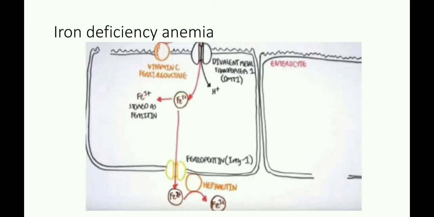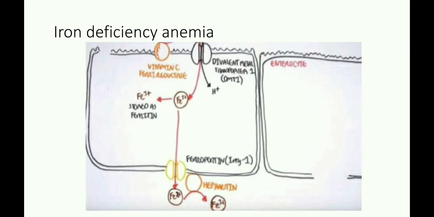Now we are going to discuss iron deficiency anemia. First of all, we must know about the absorption of iron. Iron absorption takes place in the duodenum, and absorption of iron is in the ferrous form. Iron can exist in ferrous form and ferric form, and the absorption of iron takes place in the ferrous form via a transporter called the divalent metal transporter. By this divalent metal transporter, as you can see in this picture, the iron absorption takes place in the duodenum.